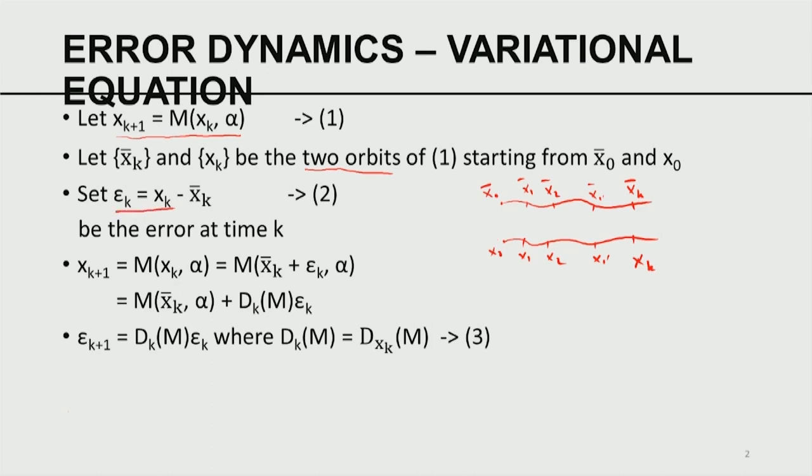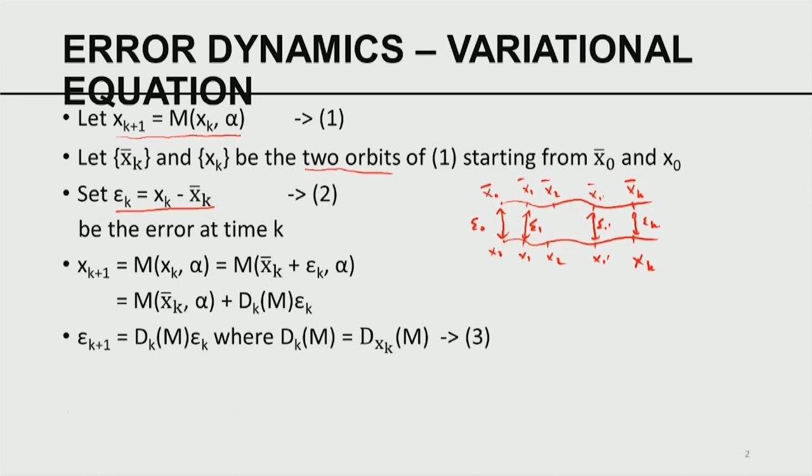Let ε_k = x_k minus x_k bar. Therefore, the initial difference is ε_0. Then this difference is ε_1, this difference is ε_i, this difference is ε_k. So what is ε_k? ε_k is the difference in the forecast of the model at time k induced by the difference ε_0 in the initial condition that is used to generate the two different forecasts. So if ε_0 is the error in the initial condition, ε_k is the induced error in the state of the system at time k.